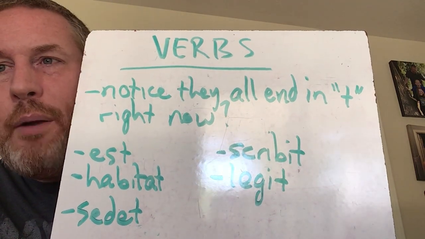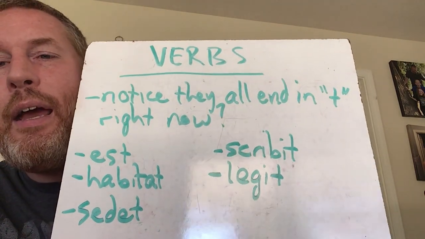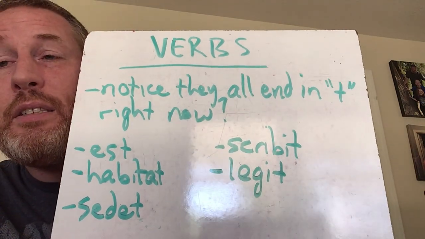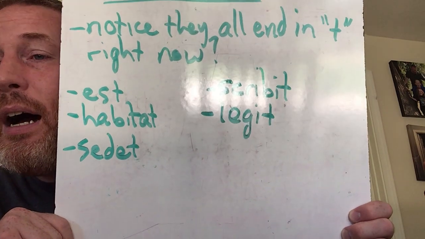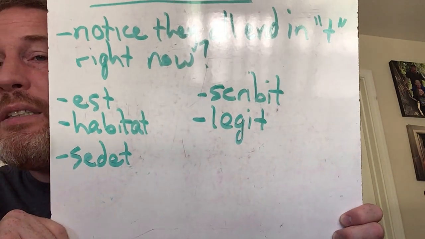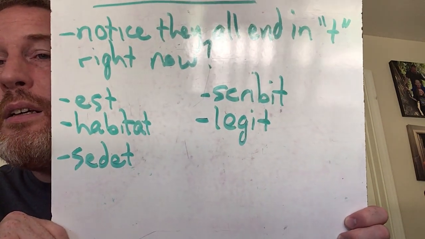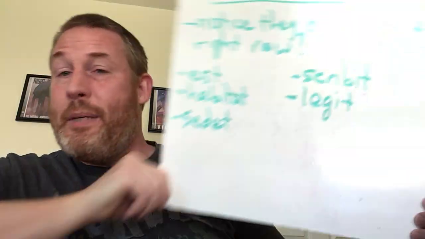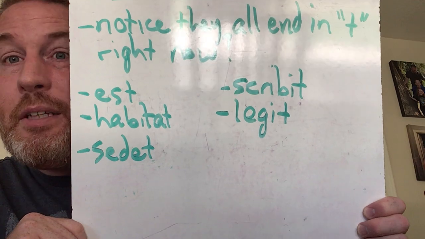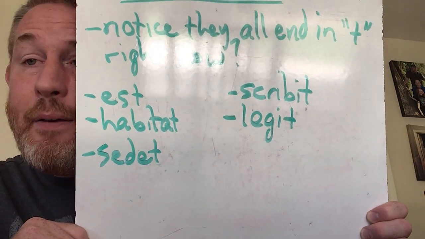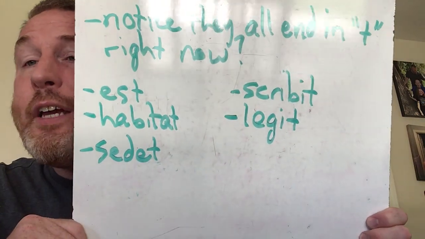It was a 1,000-year-old language. It's bound to go through changes. But anyway, eke is technically a verb, but it doesn't end in a T. But all the rest of them totally end in a T. Look at that. Est, habitat, sedet, legit, scribit. Sorry, I only see things backwards. Scribit. All of these end in a T. And they all mean he, she, or it does something.